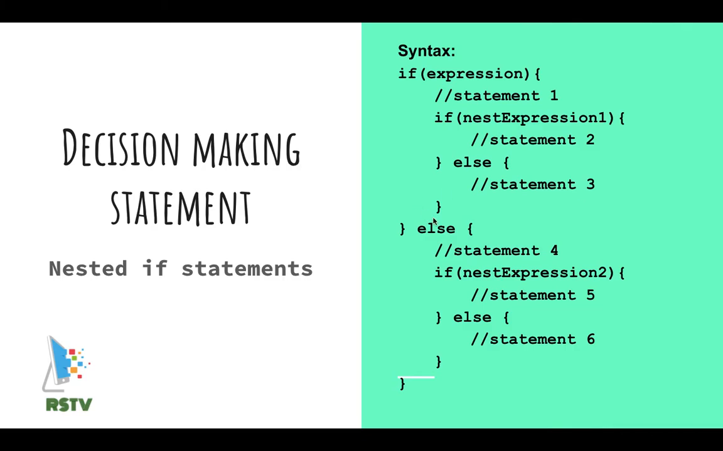Okay, so next, if that expression fails, it will go to this else part. Statement 4 executes and it will check nested expression 2. If that one is true, it will execute statement 5. If nested expression 2 fails, it will execute this else part and statement 6 will be executed. Like this, the procedure will work.